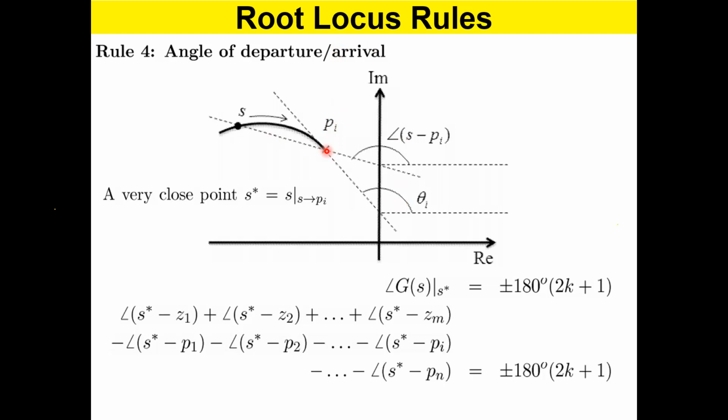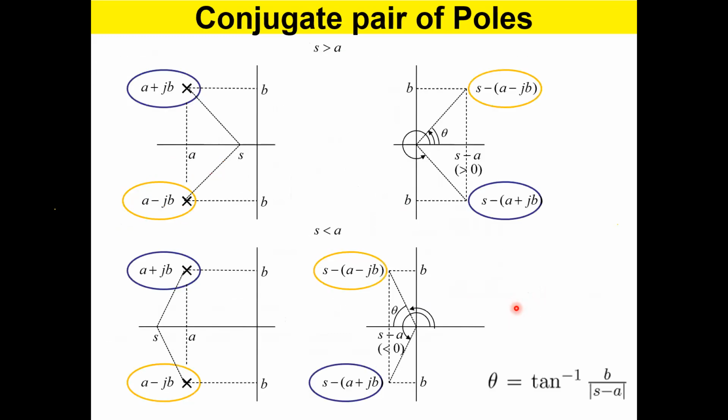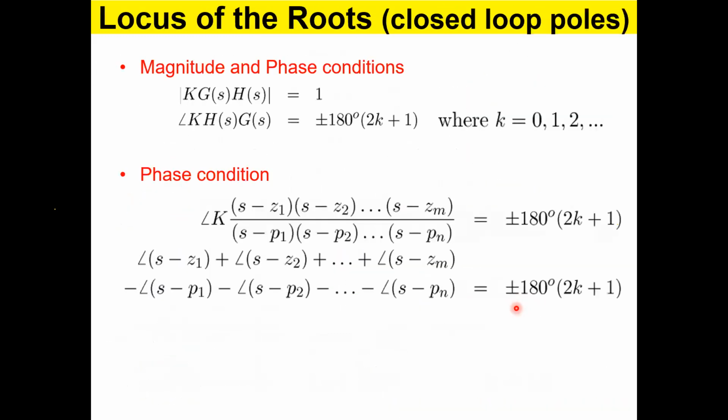So what I do is this. I know that I'm on the root locus all the time, so therefore I satisfy the phase condition. Total phase of GS is this one. Right? If I go back, I can show it to you. So here, angle of KHSGS.